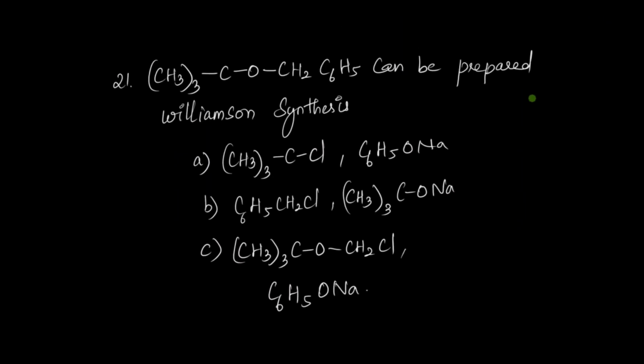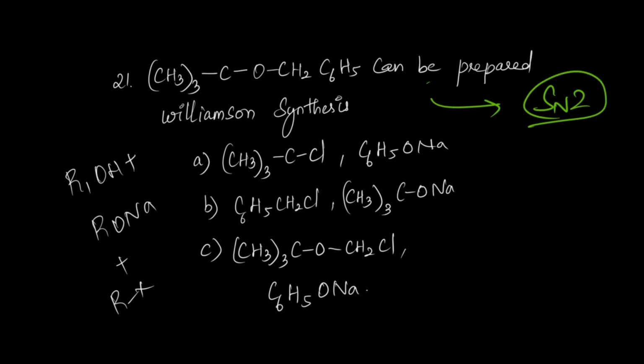Then let's say this question, this can be prepared from Williamson synthesis. What are the reactants they are asking? Okay, so what about Williamson synthesis? It's just a reaction between alcohol and sodium to give RONa that reacts with RX to form a product. What type of mechanism is it involving? That is SN2. So if that is SN2, then what is our RX? SN2 favors a 1 degree alkyl halide, right? So which makes option B the right answer to this question.